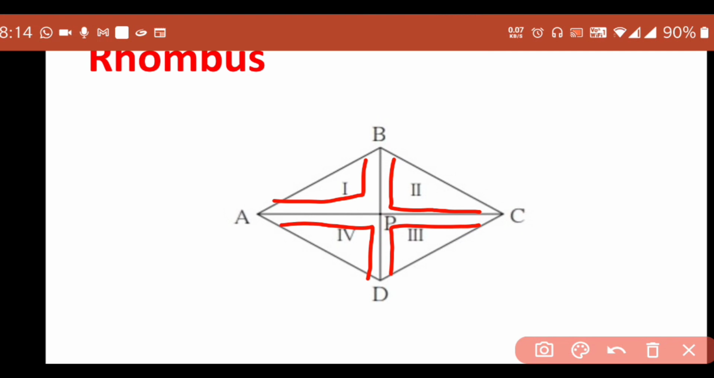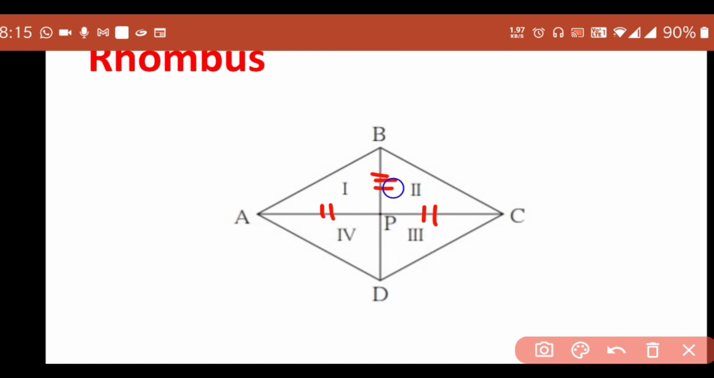So, what can we say about the property of diagonals of rhombus? The property is that the diagonals of rhombus are perpendicular bisectors of each other, or we can say that diagonals of rhombus bisect each other at right angle. Bisect means what? They make two equal parts of each other. That means seg AP is congruent with seg CP and seg BP is congruent with seg DP. In this way, they also bisect each other.